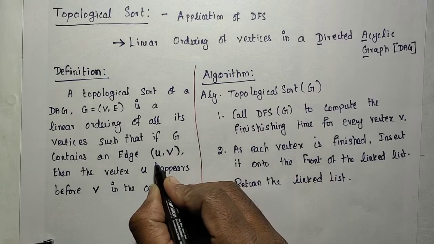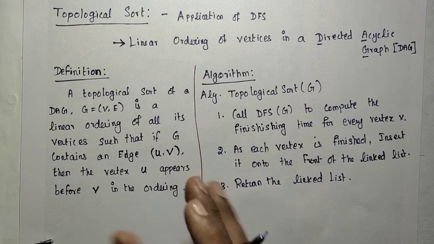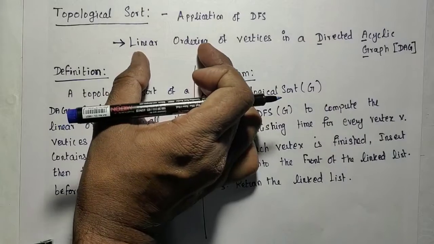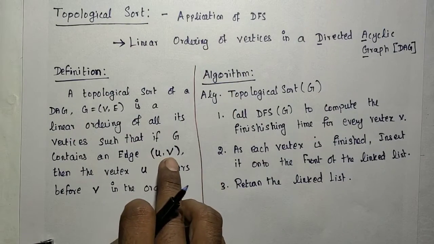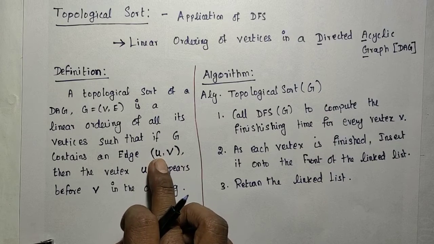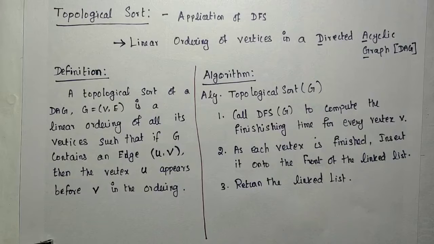That is, if you check any edge U comma V in the final resultant order we are obtaining, in that order U will appear before V. So like that we are going to obtain an order. If you check any edge in that graph, U will appear before V. What is the use of it? What is the application of topological sort? We'll discuss that.